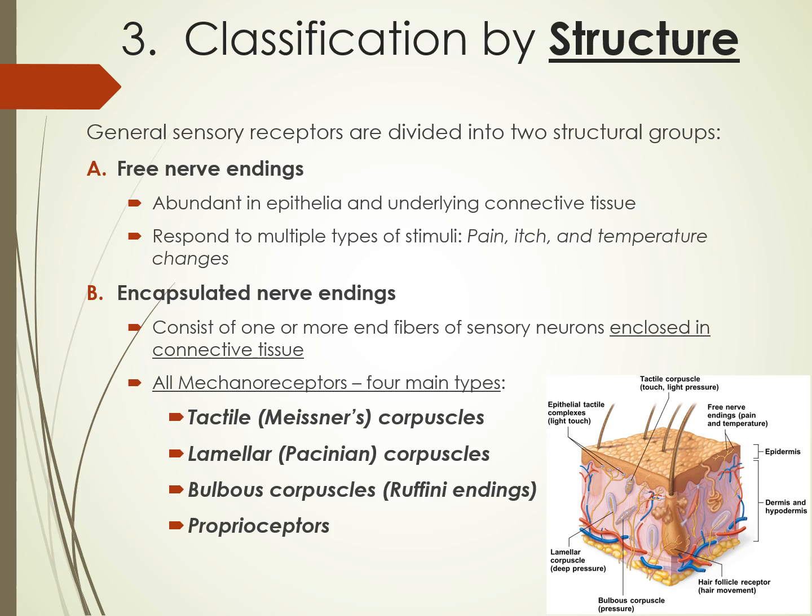And then we also have proprioceptors. We said proprioceptors are all found in the musculoskeletal system: in the muscles, the tendons, and the joints. These are all mechanoreceptors. They're all found in that system, and they are all encapsulated. So they've got some sort of connective tissue wrapped around the ends of the nerve fibers, okay?